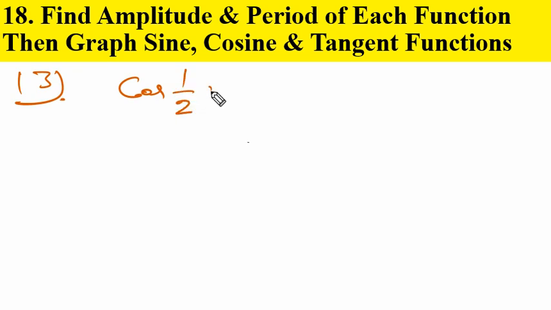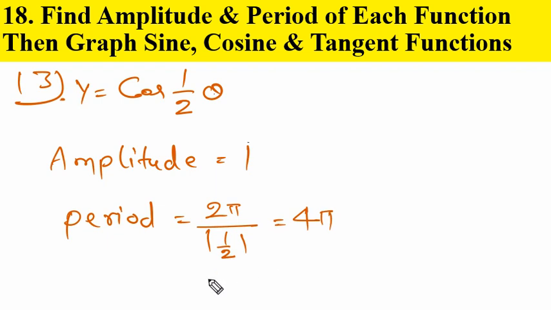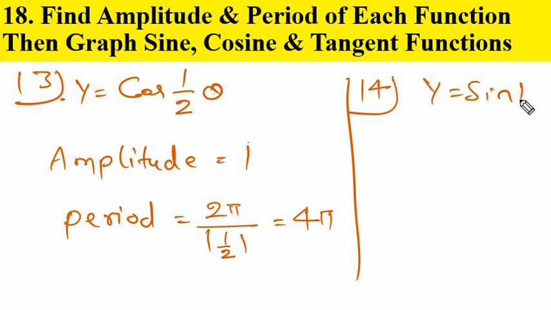Next question. Cos 1 over 2 theta. Now in this one, amplitude is 1, period is 2 pi over mod 1 over 2, right? And this 2 will go up, so that will make 2 multiply 2 will give you 4 pi, right? Next question. y is equal sine 4 theta. I think you can try this by yourself. This is same type.